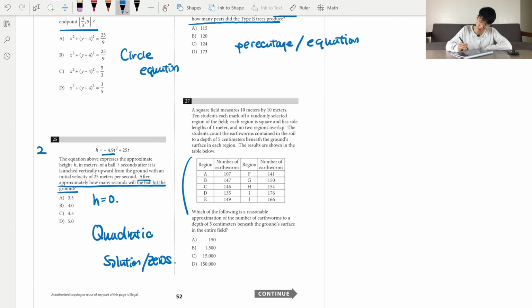I see a table is given and it says which of the following is a reasonable approximation of the number of earthworms to the depths of 5 centimeters beneath the ground surface in entire field. So it's a table interpretation and some calculation. Since you see all the keys are in numbers, difficulty level 2.